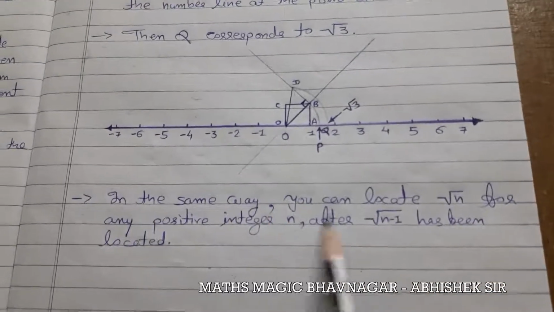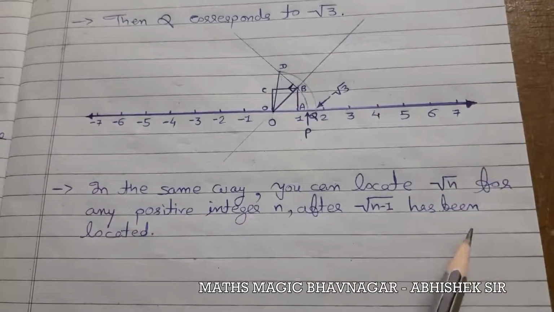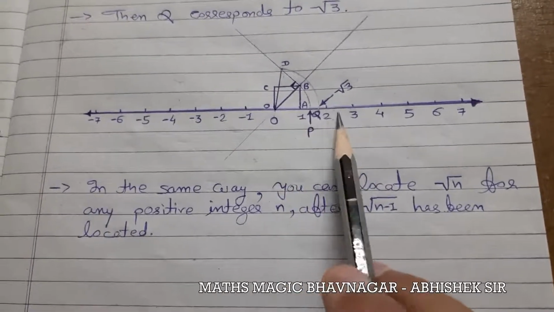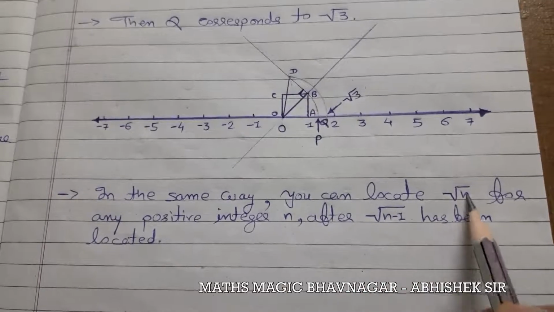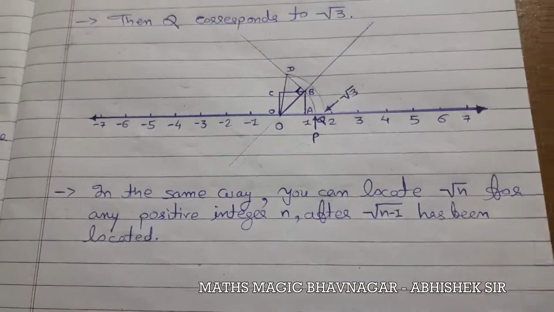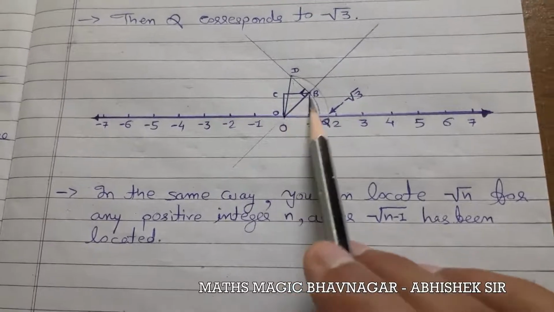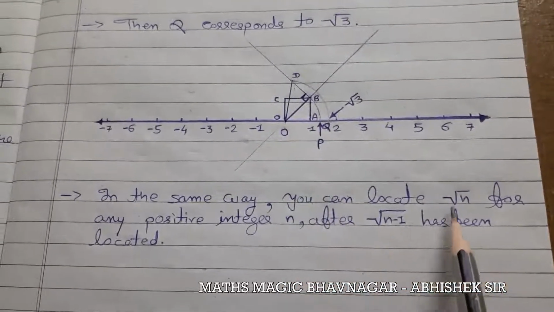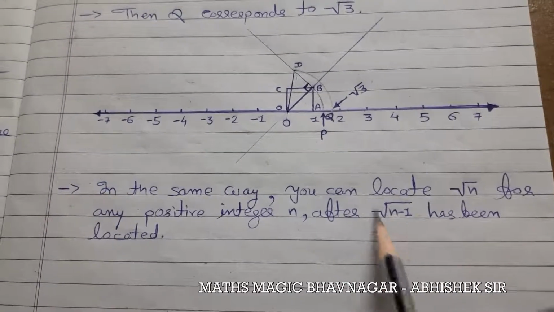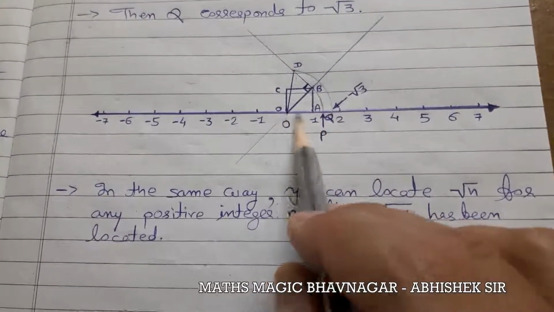The last statement is, in the same way you can locate root n for any positive integer n after root n minus 1 has been located. What they are telling here is that you can locate any irrational number on the number line. Here n means any integer, if you know root n minus 1. Suppose OB is root 2. So if root n is root 2, then we have to know root n minus 1, that is root of 2 minus 1, that is 1.